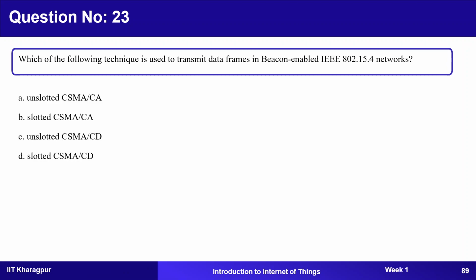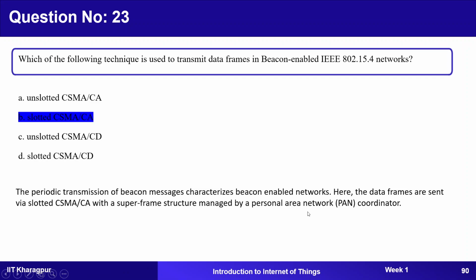So the periodic transmission of beacon messages characterize the beacon enabled network, and the data frames are sent by a slotted CSMA CA with a super frame structure managed by your personal area network coordinator.